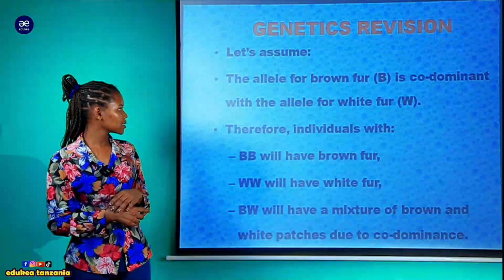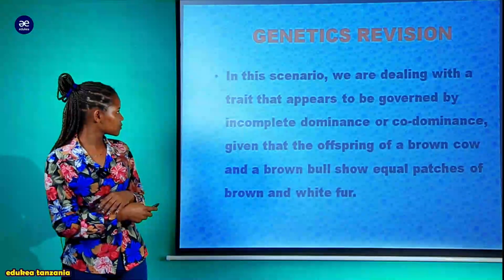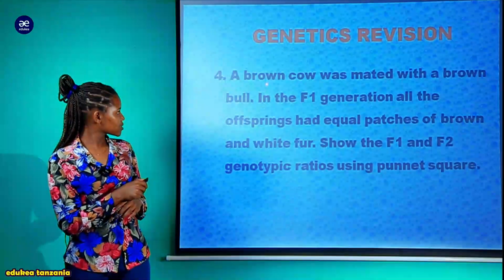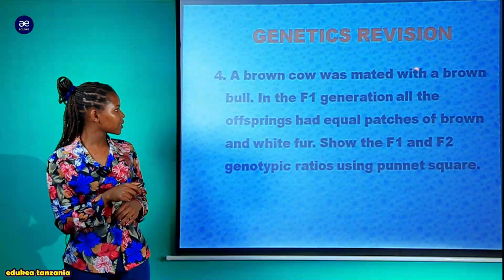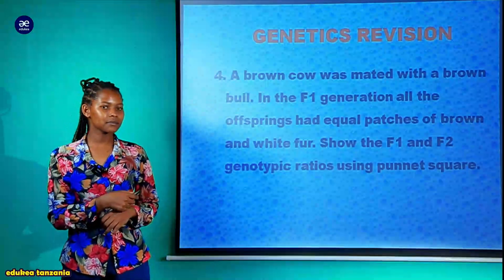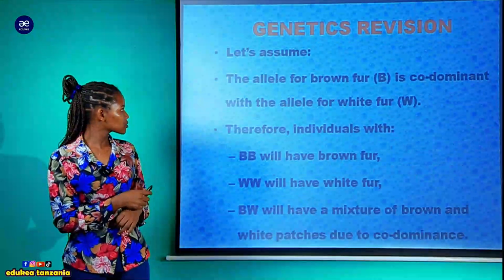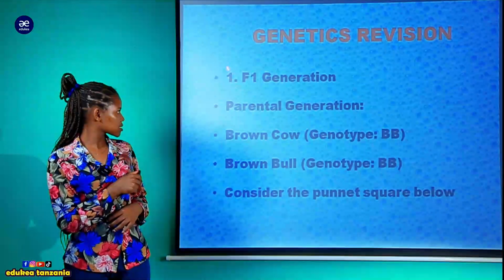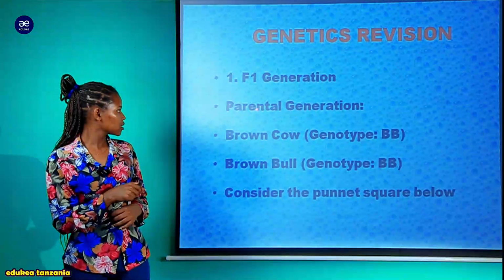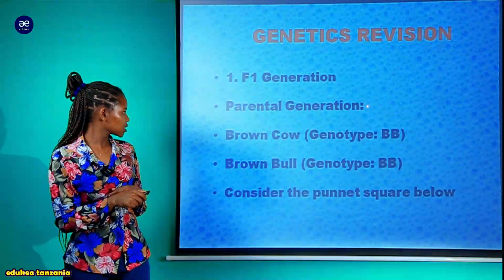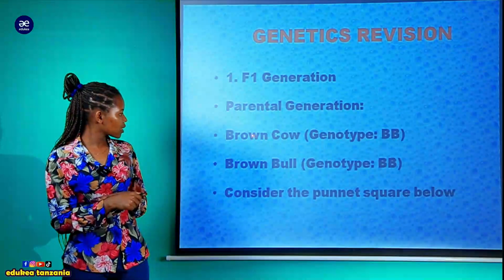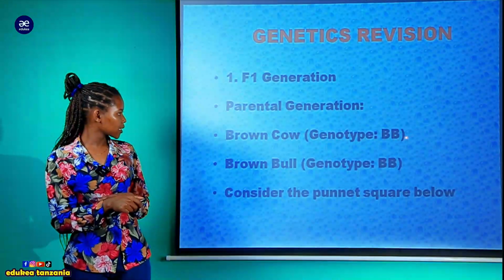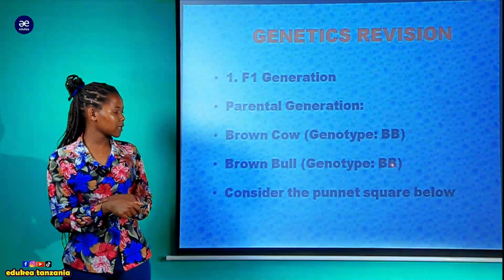So you will understand that from our question, you can see this is the brown cow and the brown bull were just mated. And now we are going to see what will result. Case 1 is for F1 generation. We can start with parental generation. Let's take that brown cow, its genotype was this and the brown bull, its genotype was this.